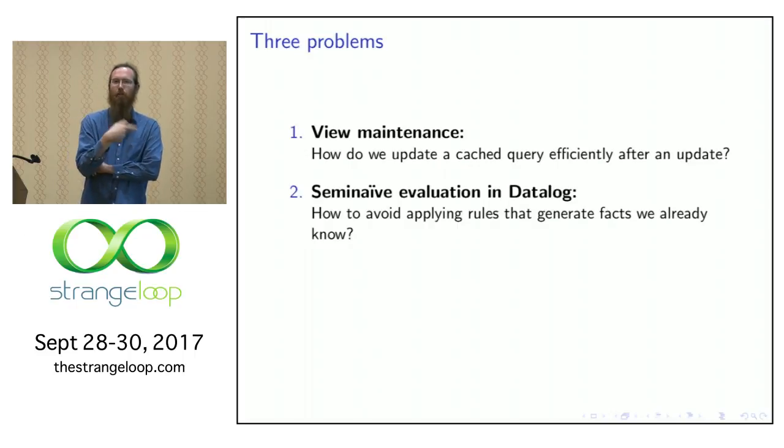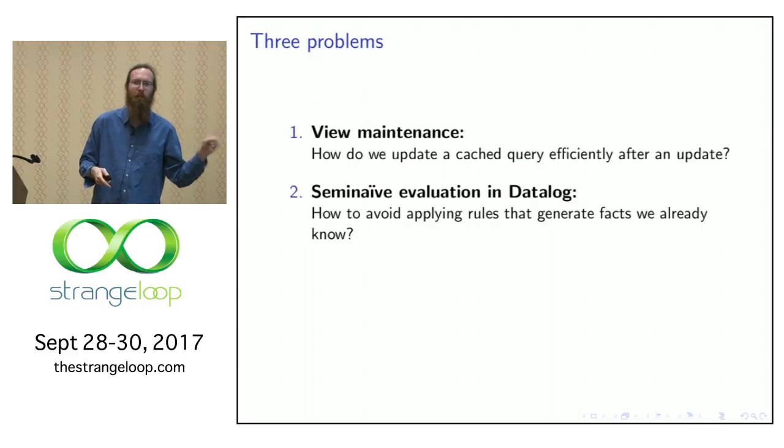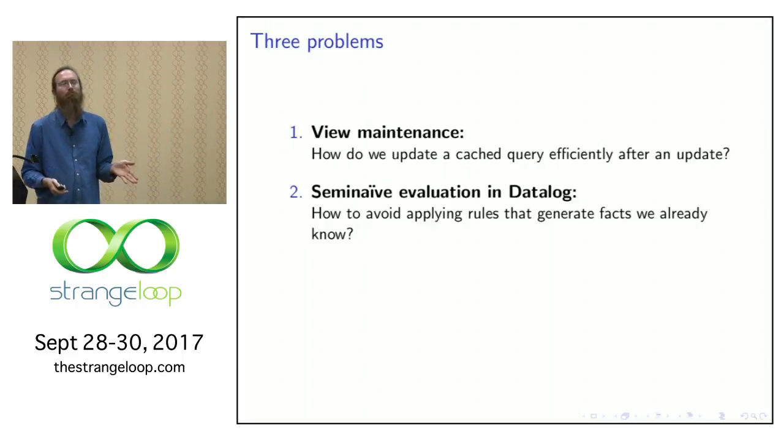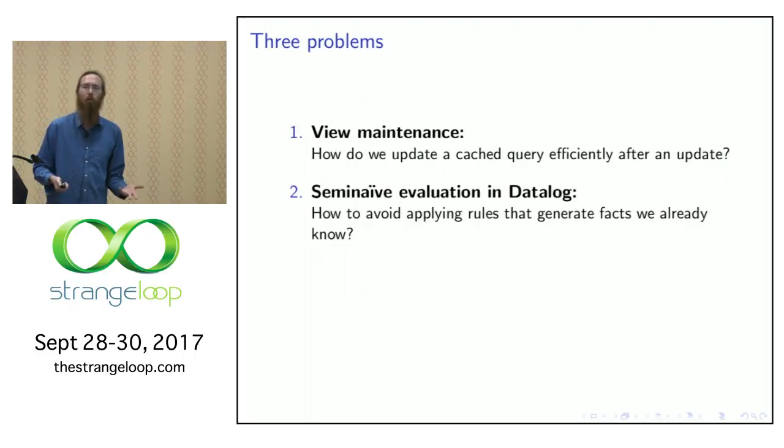But in that example that I showed you of running Datalog, I sort of magically picked the rules that I knew would result in something interesting. It's not clear how to do that in general. How do you avoid picking a rule that's going to generate a result you already know about?